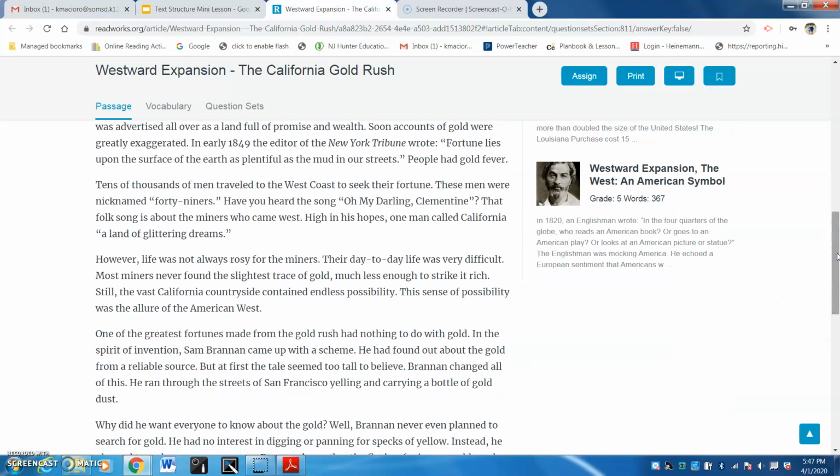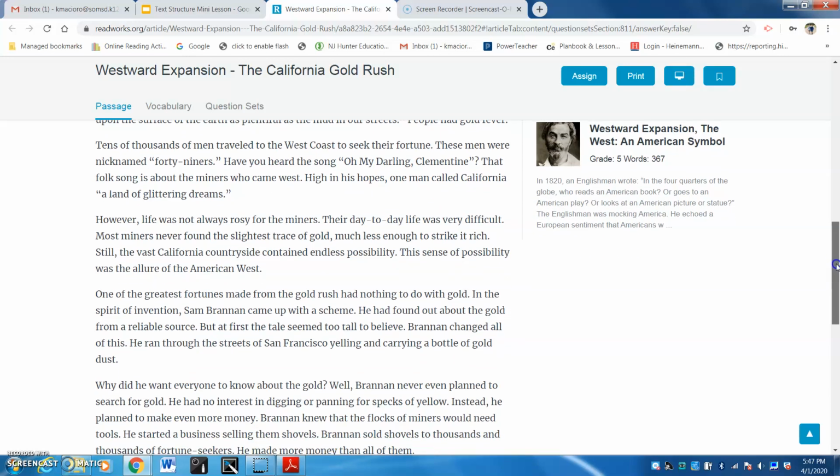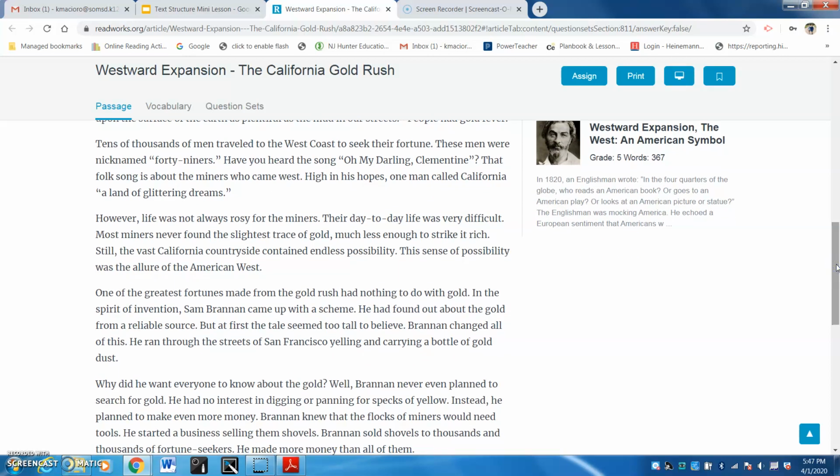So if I continue to read and stop and chunk, I will see how the other parts of the article continue to connect to that cause and effect text structure. And then at the end, I will be able to say that one of the main ideas the author was trying to tell me is that finding gold changed the way life was for the people who lived in that territory. Some for the good and some for the bad.